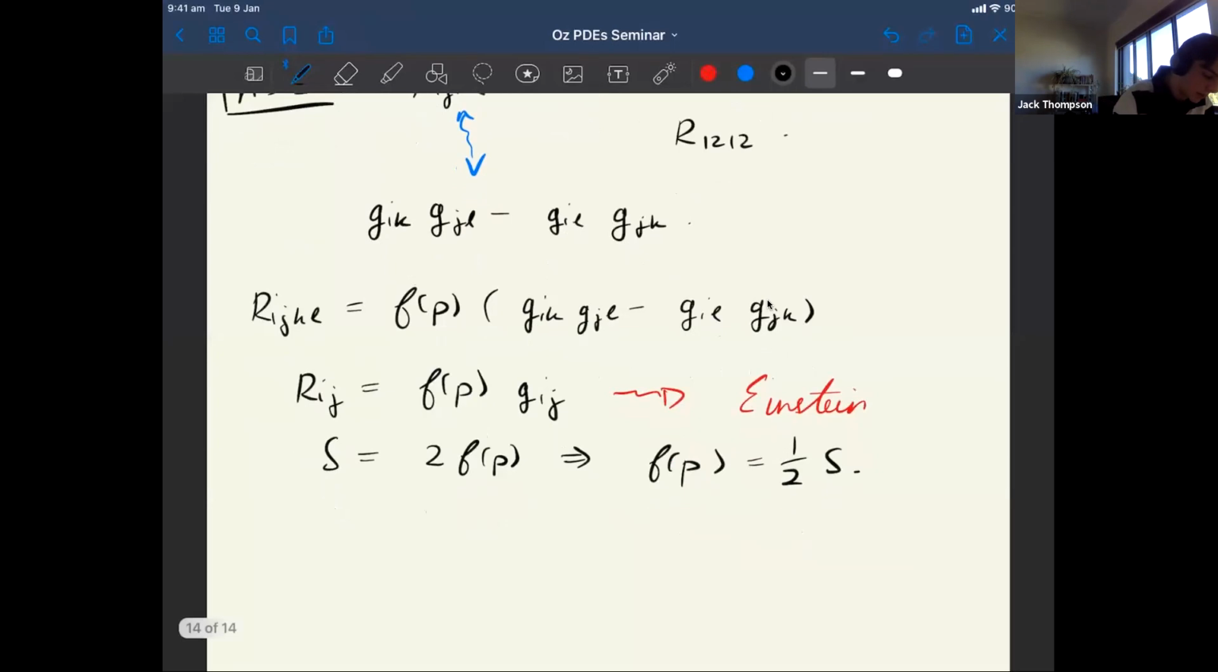We can actually also note from this definition that if we try to calculate the sectional curvature, which in 2 dimensions we just call the Gaussian curvature, f of p is going to be just equal to the Gaussian curvature. So maybe I'll write that.